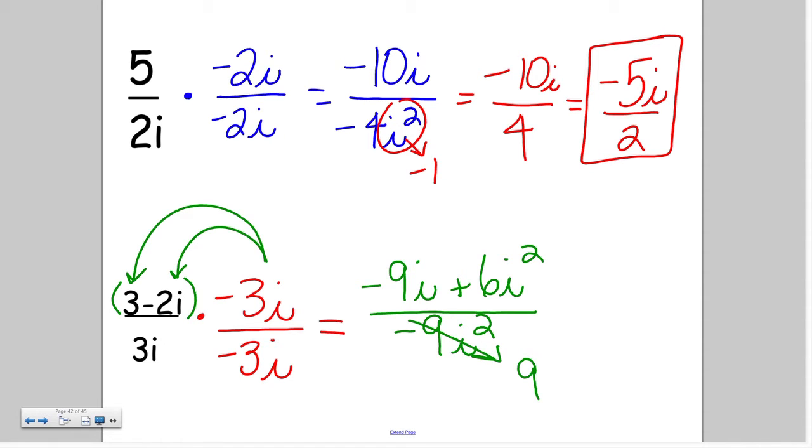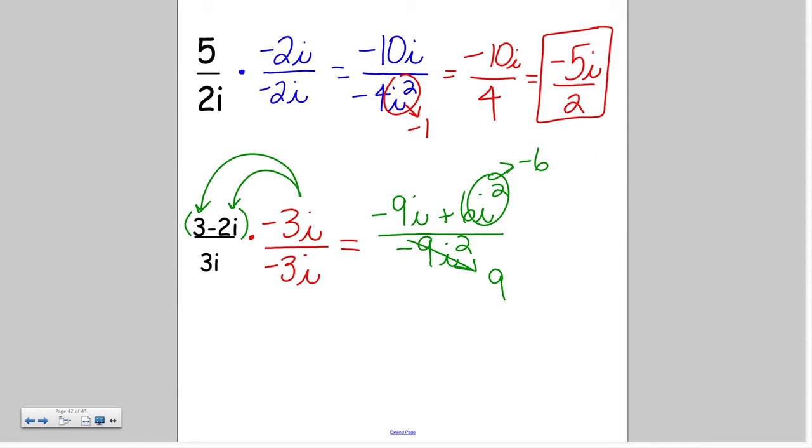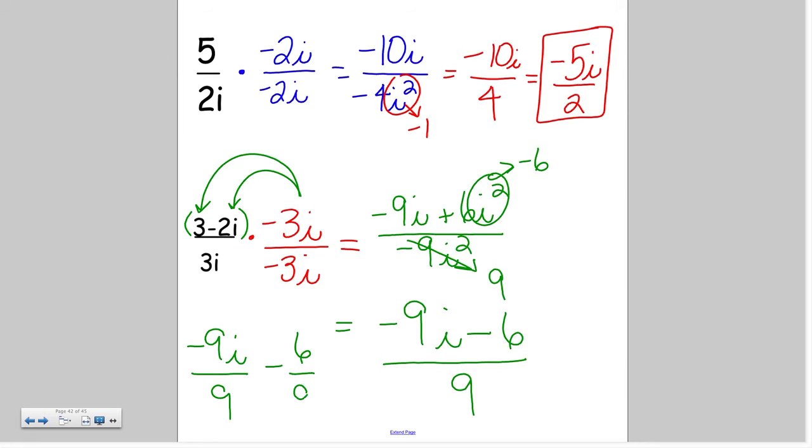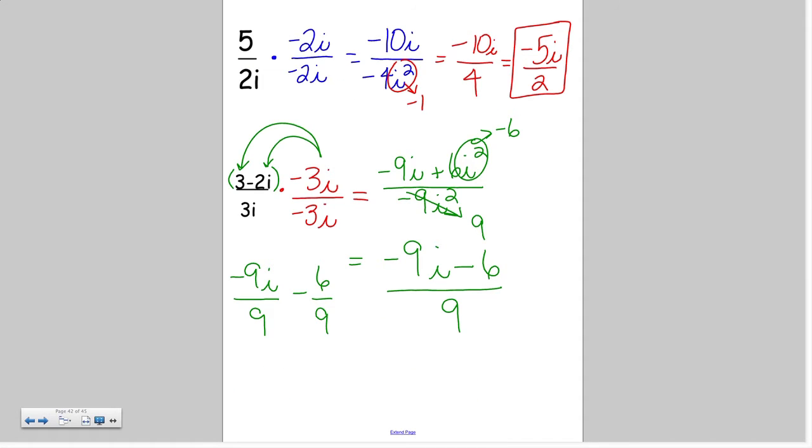I also have an i squared up top. I can't leave that there either. So that's going to make that 6 become a negative 6. Remember, all we're doing is multiplying by -1, changing the signs. So let's rewrite what we have now. Negative 9i minus 6 over 9. And I can simplify that. I'm going to break it apart into 2 sections. So negative 9i over 9 minus 6 over 9, to see if I can simplify.